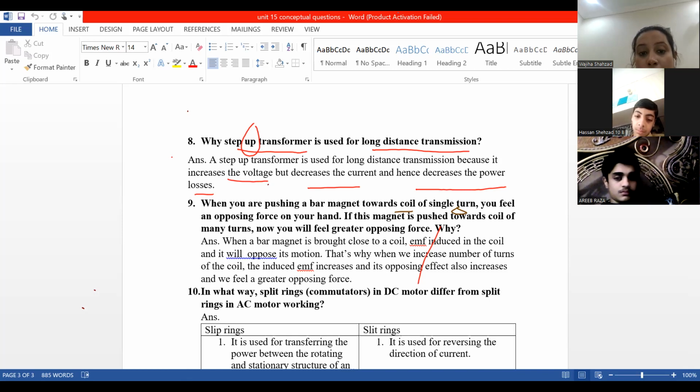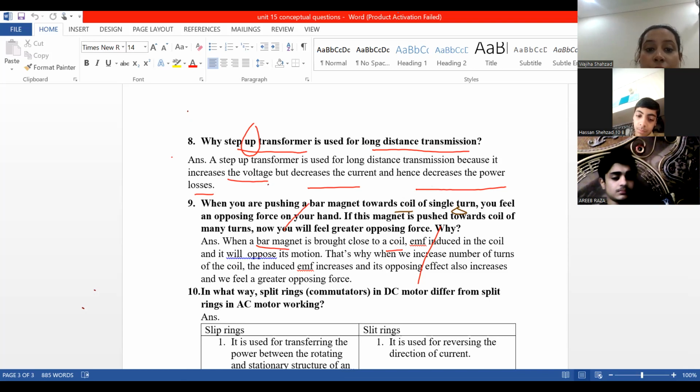Why? When a bar magnet is brought close to a coil, obviously we know that the bar magnet is also generating magnetic field lines, right? And the coil is also producing a magnetic field because of the current, right? So EMF is induced in the coil, and it will oppose the motion, because the bar magnet has magnetic lines, the coil has magnetic lines, and they will repel each other. This produces a force that keeps the bar magnet and coil away from each other.